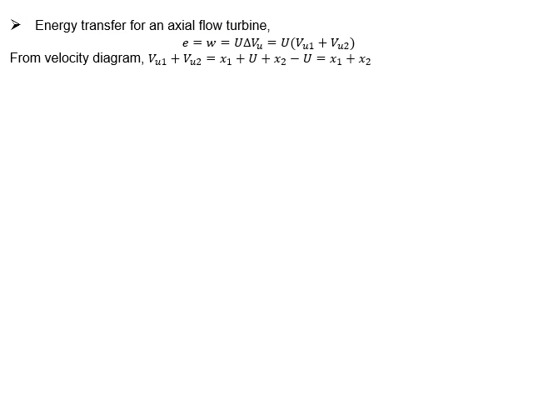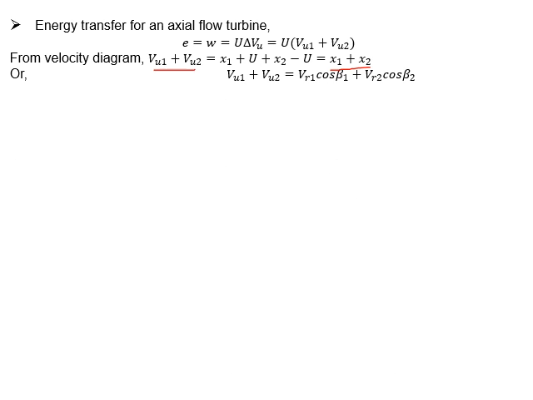Energy transfer for an axial flow turbine. The E is given as E equals W, that is equal to U into delta VU. Here, U into delta VU, where delta VU is VU1 plus VU2. From the velocity diagram, VU1 plus VU2 is equal to x1 plus x2.